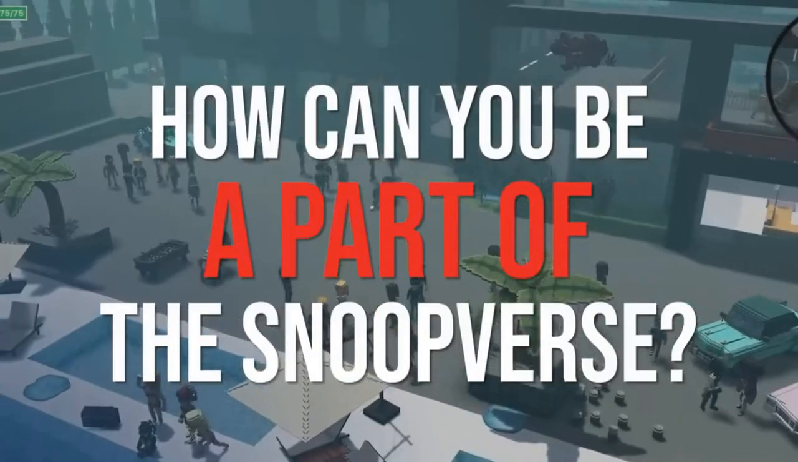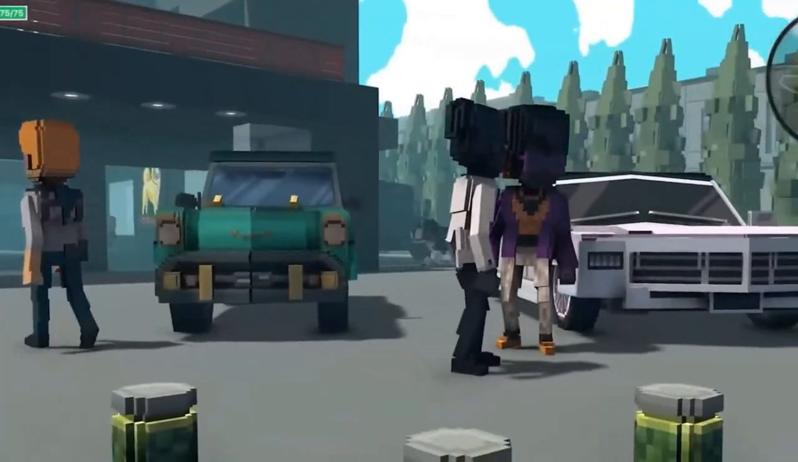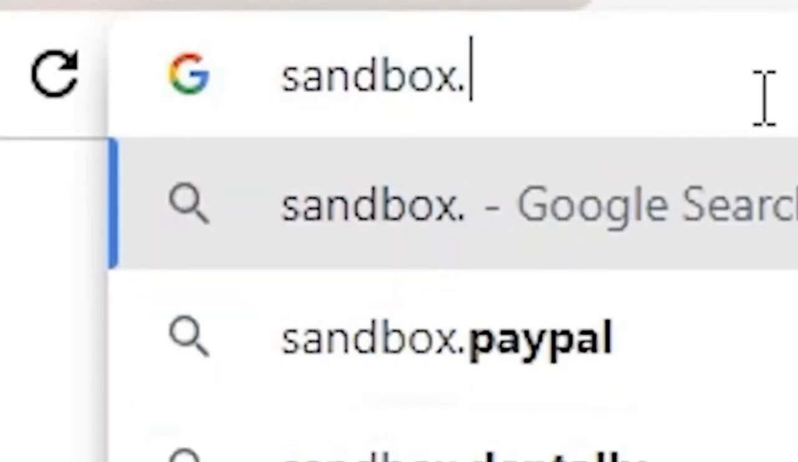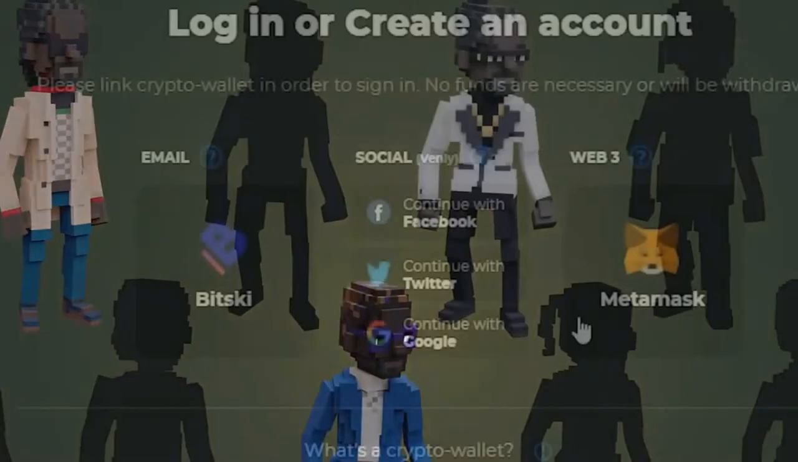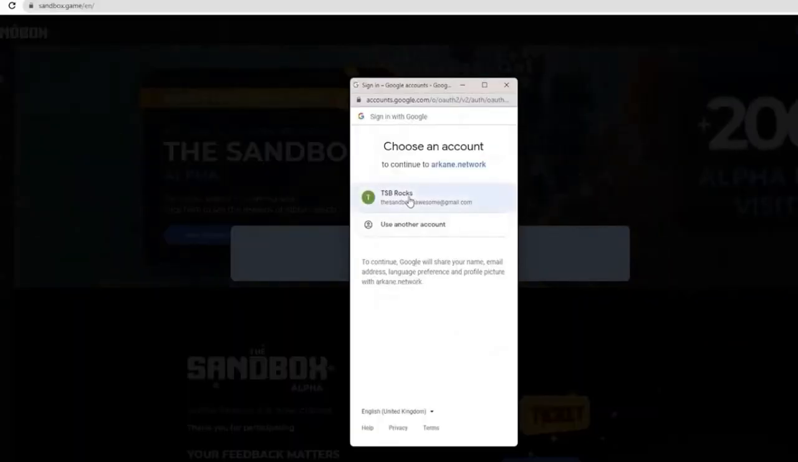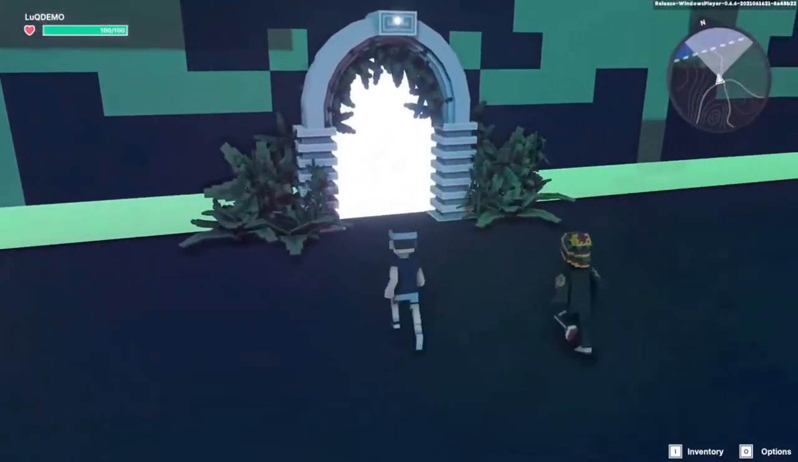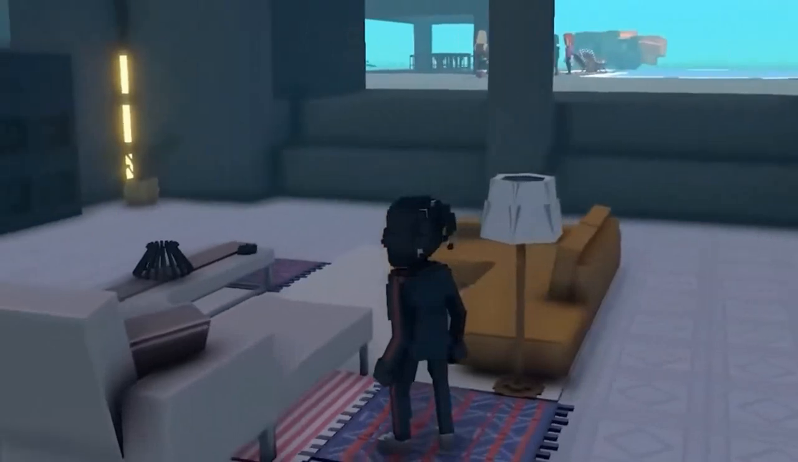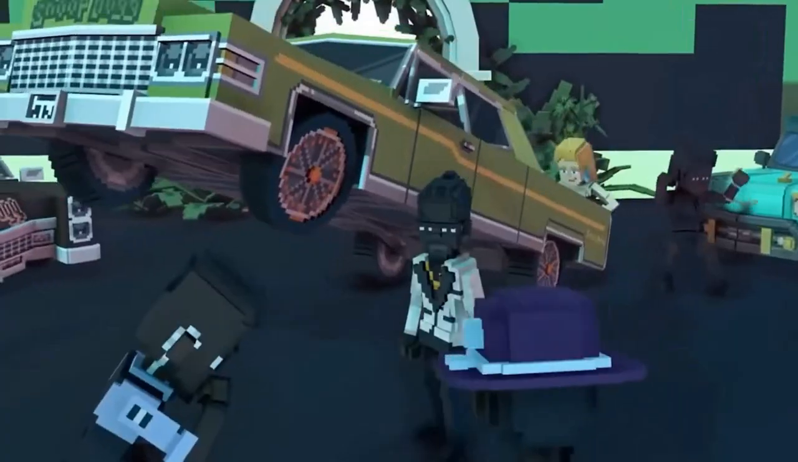So how can you be a part of the Snoopverse? To even be able to access the Snoopverse, you need to be on the Sandbox as a user and with an avatar. Sign up using a digital wallet or social media account, and then sign into the Sandbox Metaverse website's homepage. Make sure your cryptocurrency wallet has been linked and create an avatar. Once you're done with that, you can join the Snoopverse with all its benefits.